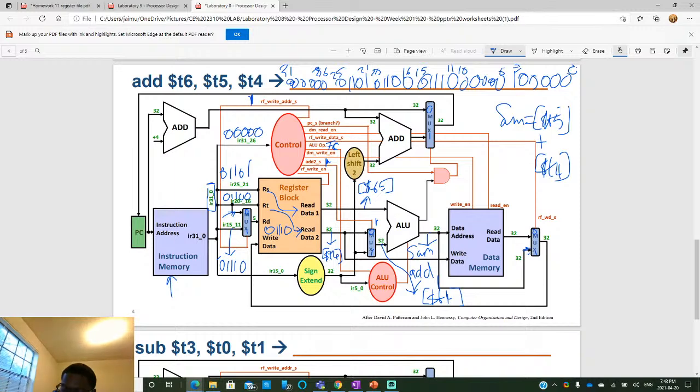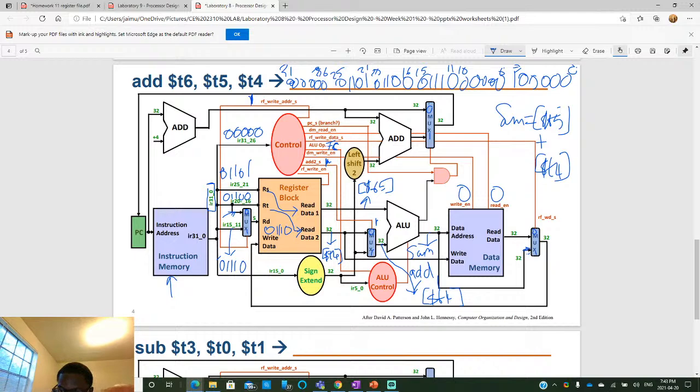So this data memory is only useful for two instructions, load word and store word. For this case, we're not doing either, hence the zeros for these control lines. In general, all of these red lines usually bear a 0 or 1.